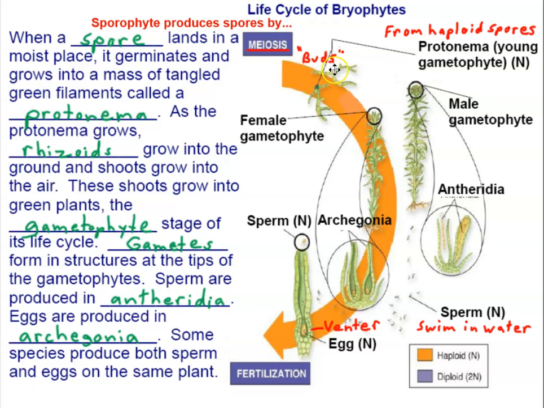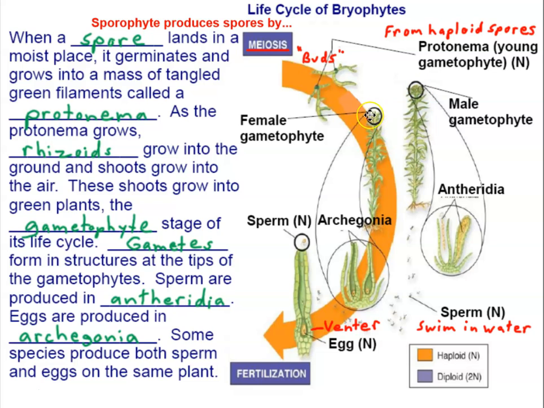They will germinate and give rise to what's known as the protonema, which is the young gametophyte plant, which is haploid. Because the spores were produced by meiosis, they were haploid, and the haploid spores germinate into haploid gametophytes. And so they give rise to separate male and female gametophytes. And the sexual part of the plant is at the very top, at the very tip of the plant.